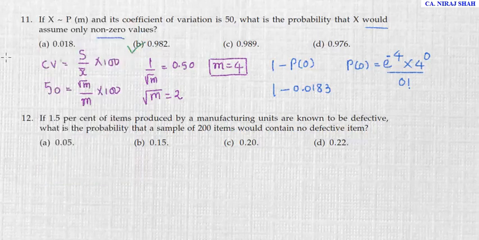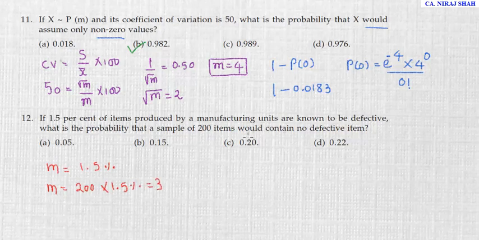B is our answer. If 1.5% of items produced by a manufacturing unit are known to be defective, what is the probability that a sample of 200 items would contain no defective item? So here the average m is 1.5%. It is given in proportion. So in our case, m will be 200 into 1.5%, which is equal to 3.